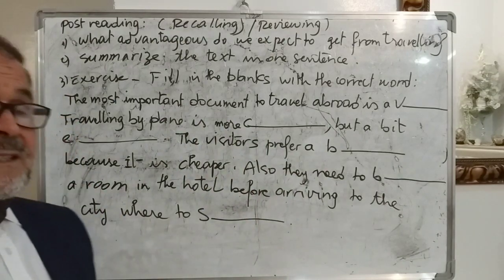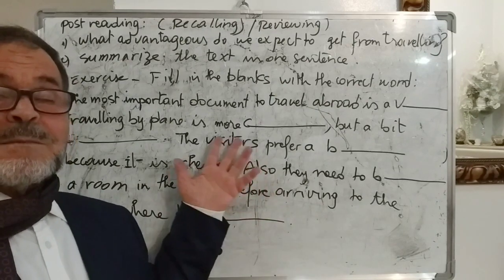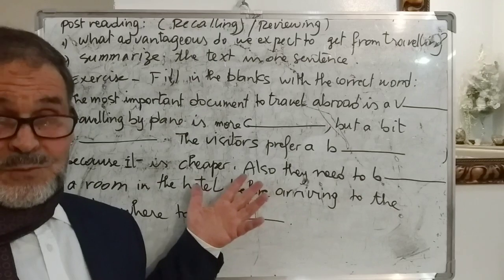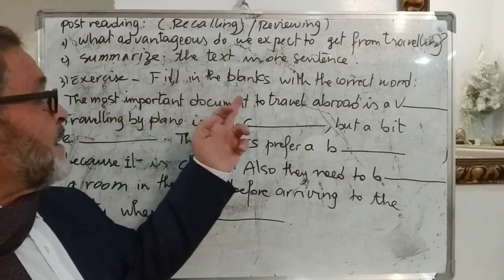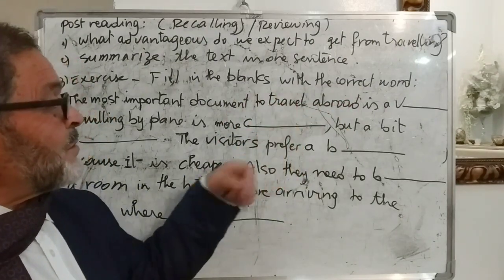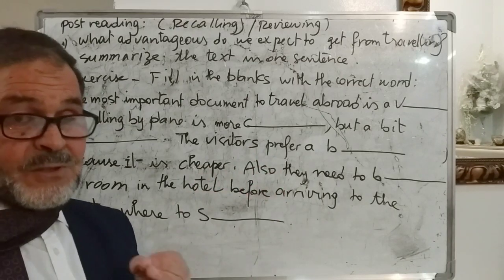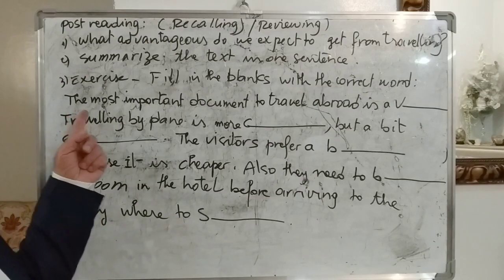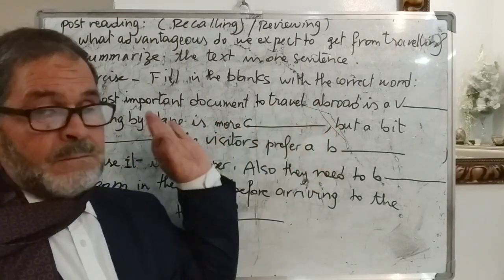And number 3, an exercise. We give an exercise concerning vocabulary. So this is the bottom-up method now. We go back to the vocabulary words. Here we say: fill in the blanks with the correct word. 1 letter is given. We are going to help the students with 1 letter, maybe, to choose the appropriate word. The most important document to travel abroad is a V.